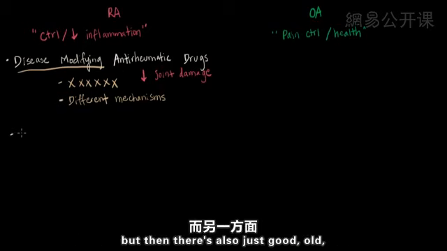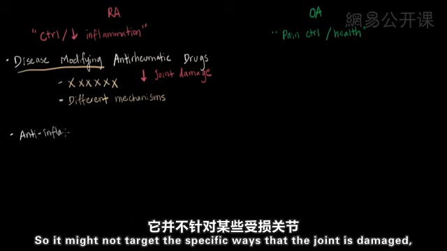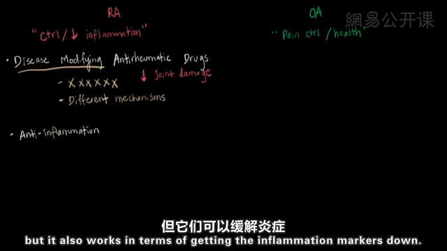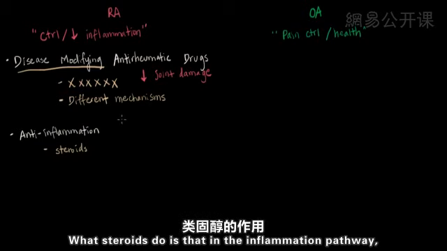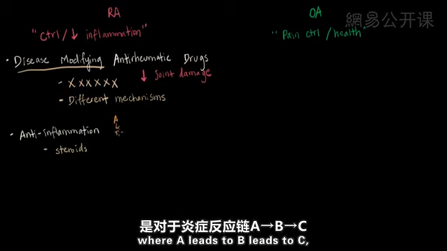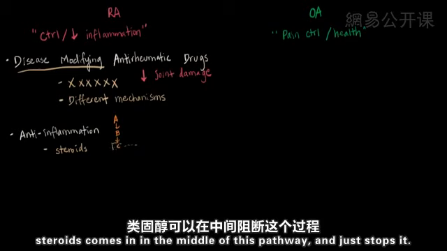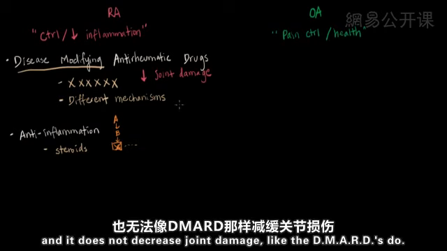But then there's also just good old anti-inflammatory drugs that decrease the inflammation in the body as a whole. So it might not target the specific ways that the joint is damaged, therefore it's not disease-modifying. But it also works in terms of getting the inflammation markers down. So we have our good old steroids. They can be taken by mouth. What steroids do is that in the inflammation pathway, where A leads to B, leads to C, all the way to different inflammation markers, steroids come in the middle of this pathway and just stop it. So this is effective, but it's not specific, and it does not decrease joint damage like the DMARDs do.